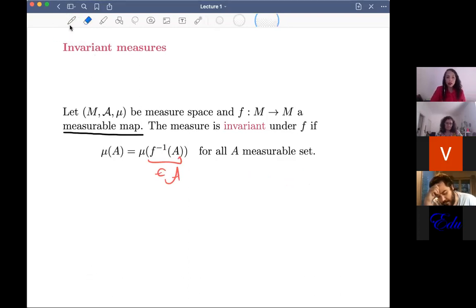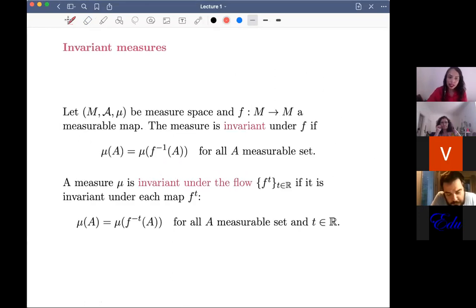Okay, but what does it mean? It means that, roughly, the probability of a point to be in a set is the same as the probability of the image of this point to be in this set. So that's what you want.